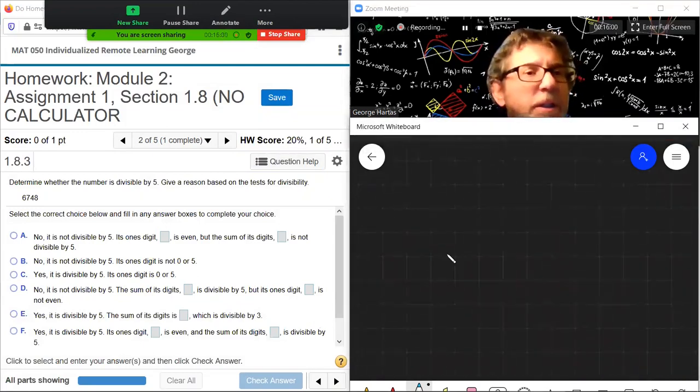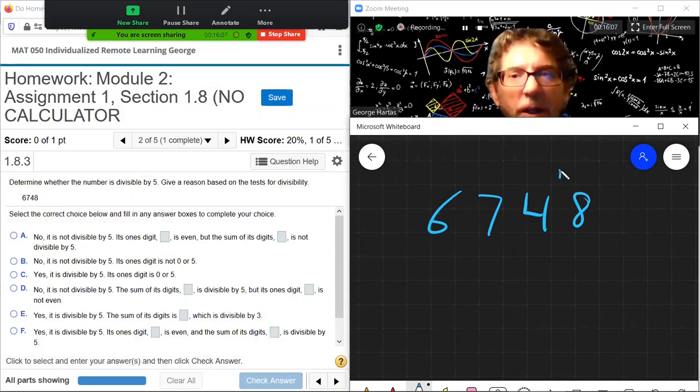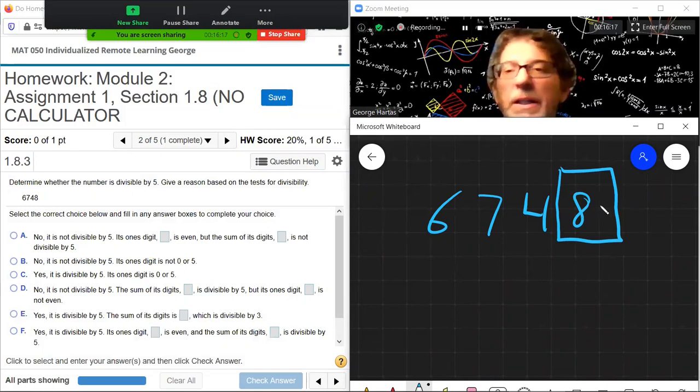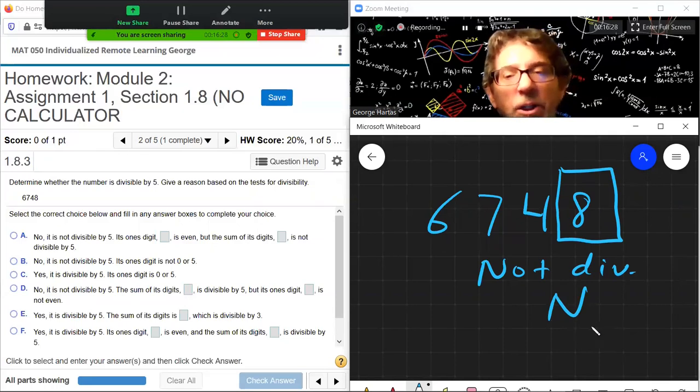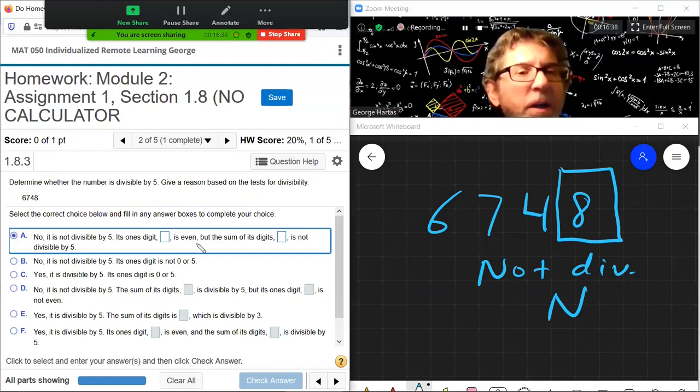Okay, there we are. 6748. Now remember, this is the key, right? The ones digit. If it's 0 or 5, this whole number here is divisible by 5. Well, guess what? It's not 0 or 5, it's 8. It is not divisible. So the answer is no. Now we got to determine which no. Here we go. So let's look at A. No, it is not divisible by 5. Its ones digit is 8, is even, but the sum of its digits, this makes no sense at all. It's not A.